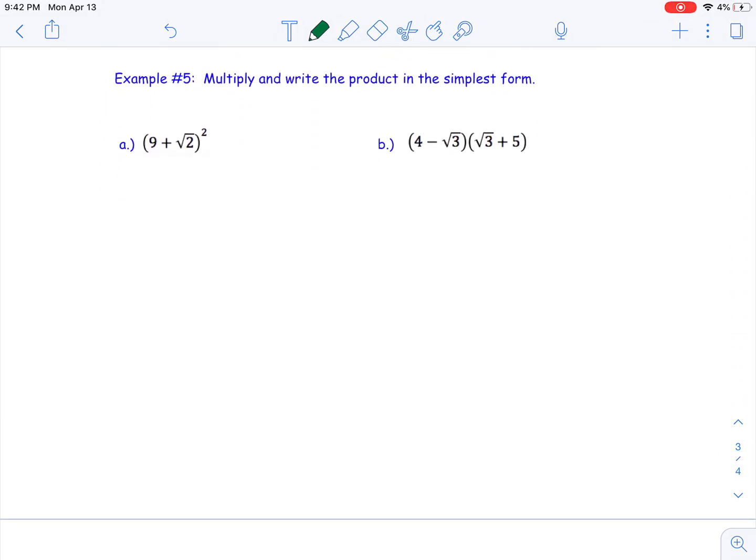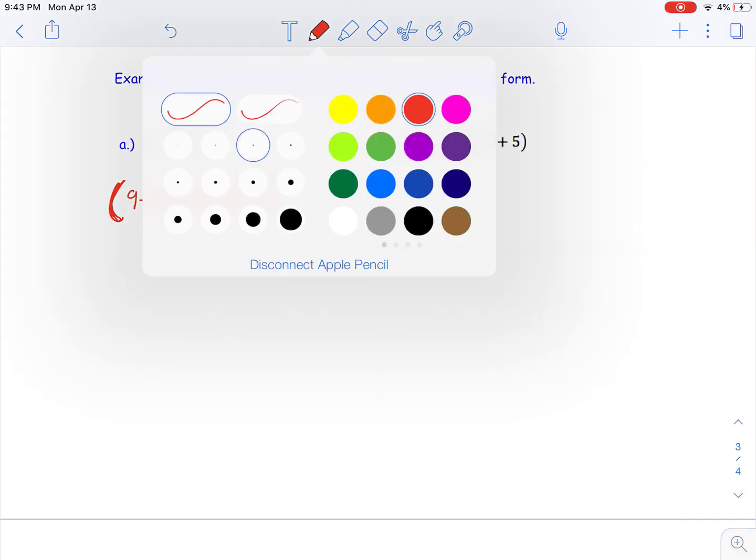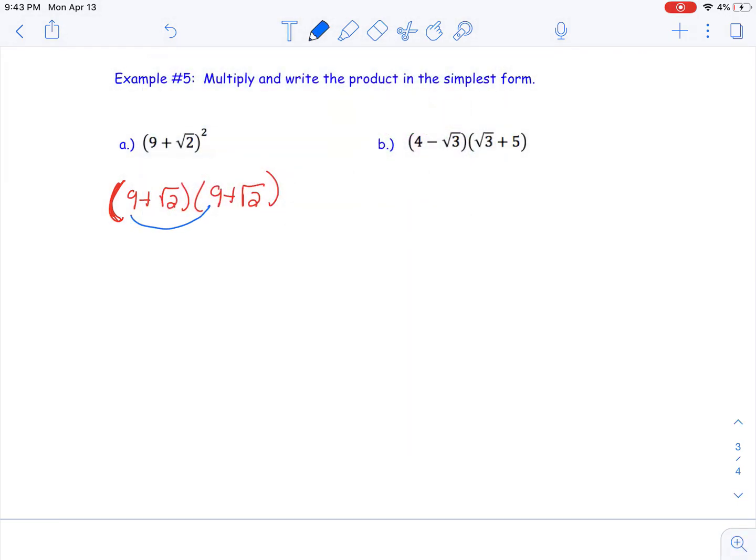All right, last two examples. We have to be careful in this one. This 9 plus radical 2 quantity squared, you do not distribute that exponent of 2. This is saying I want to take 9 plus radical 2 times 9 plus radical 2. So I'm multiplying them together. So now I'm going to have to FOIL. So I'm going to take my first, the outer, two inner, and the two last.